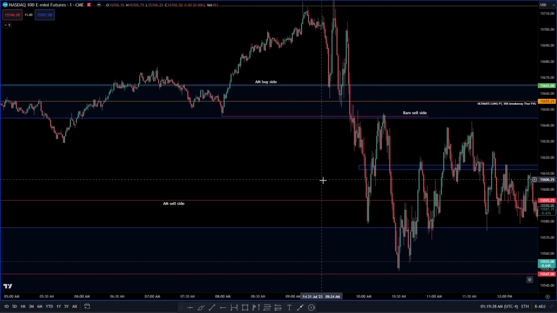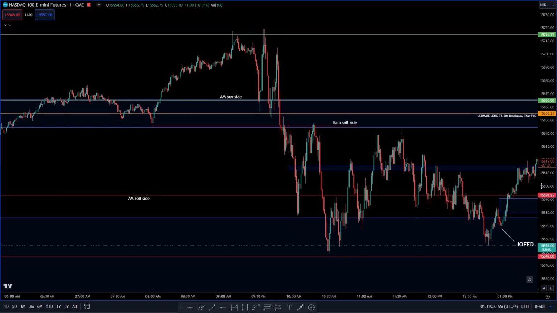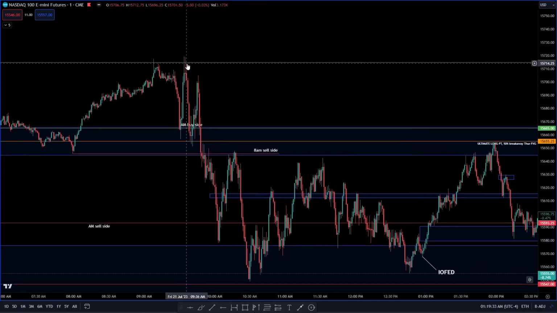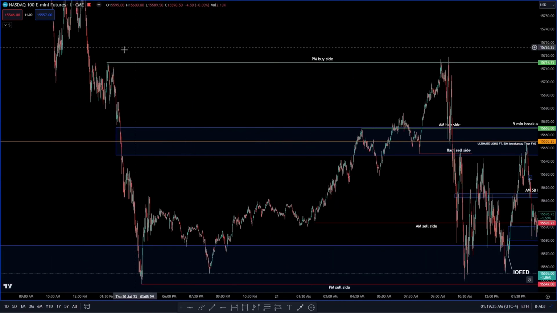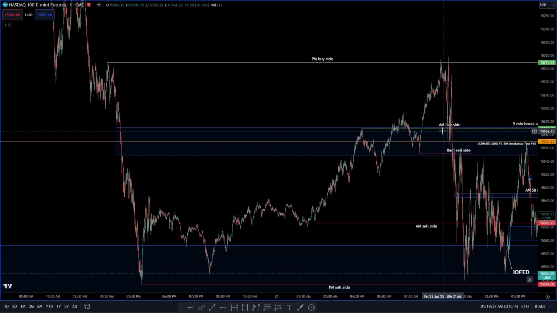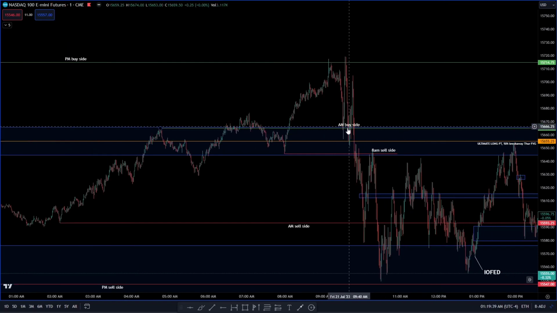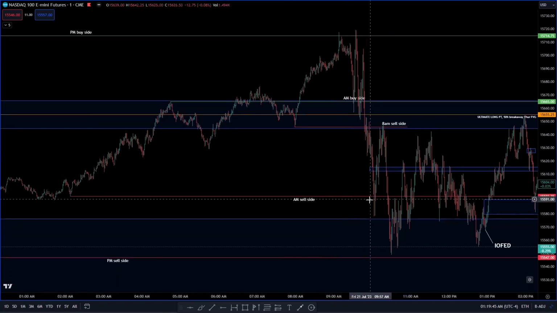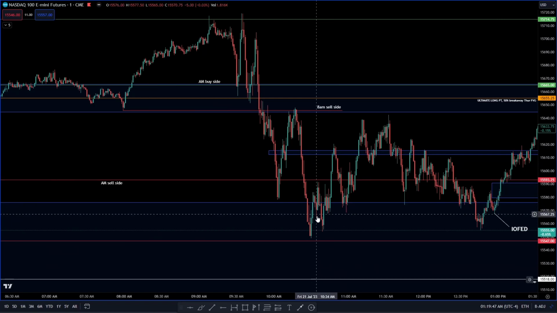Now, after we've hit both of those zones, we know that they've kind of accomplished that morning goal. They've actually been able to hit PM buy side for previous day, AM buy side gets retested, and then the 8 a.m. sell side we saw gets broken through and retested, and the AM sell side gets broken through. And we come even further down.